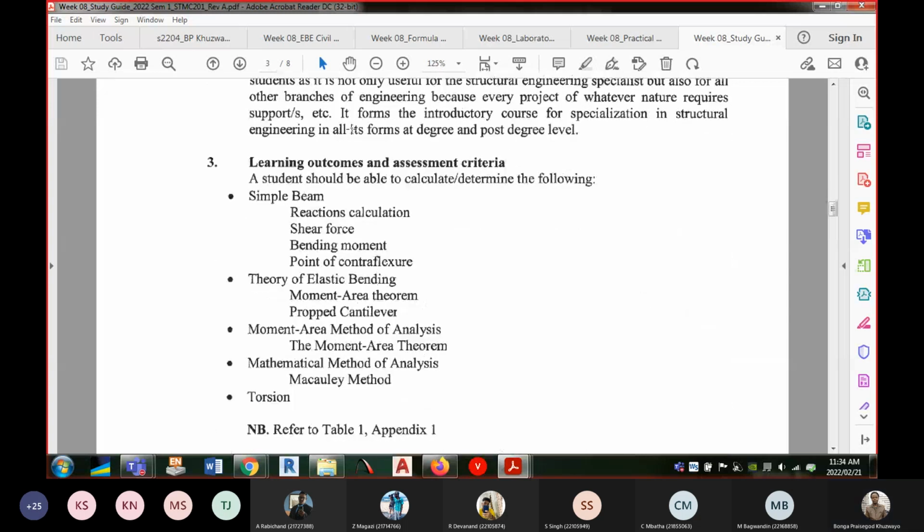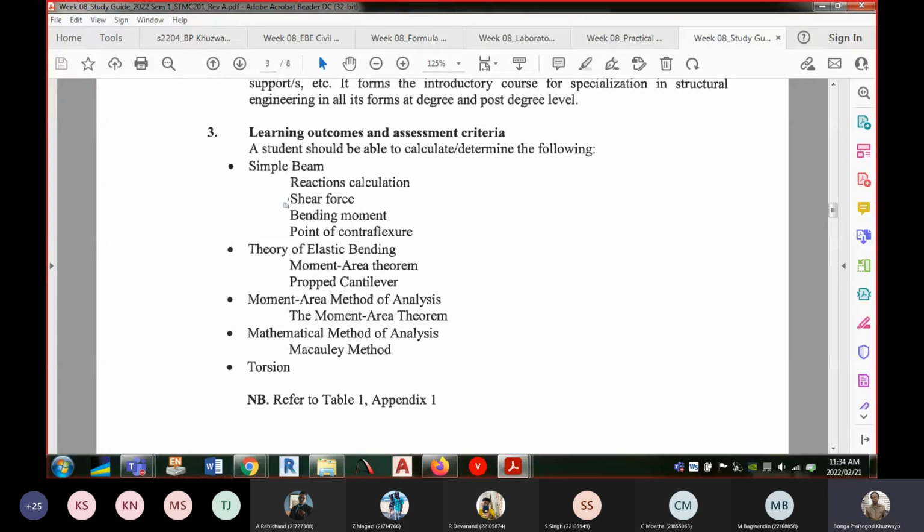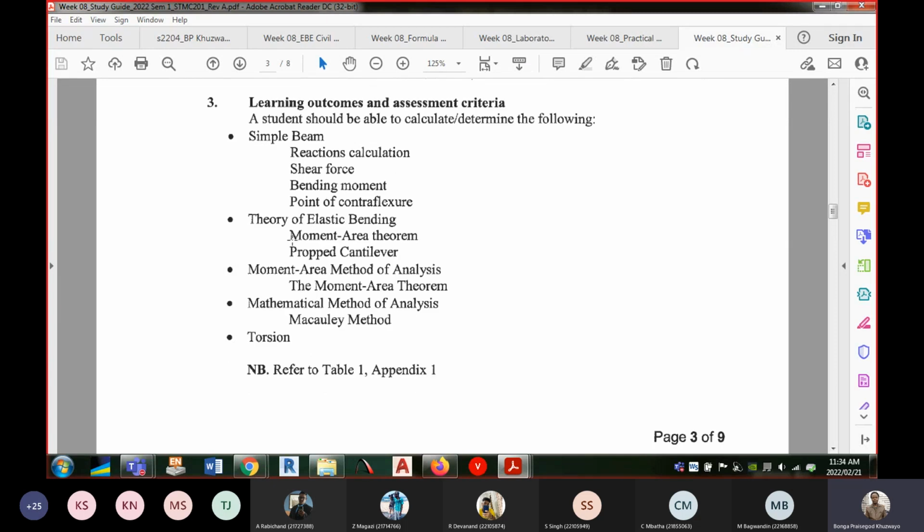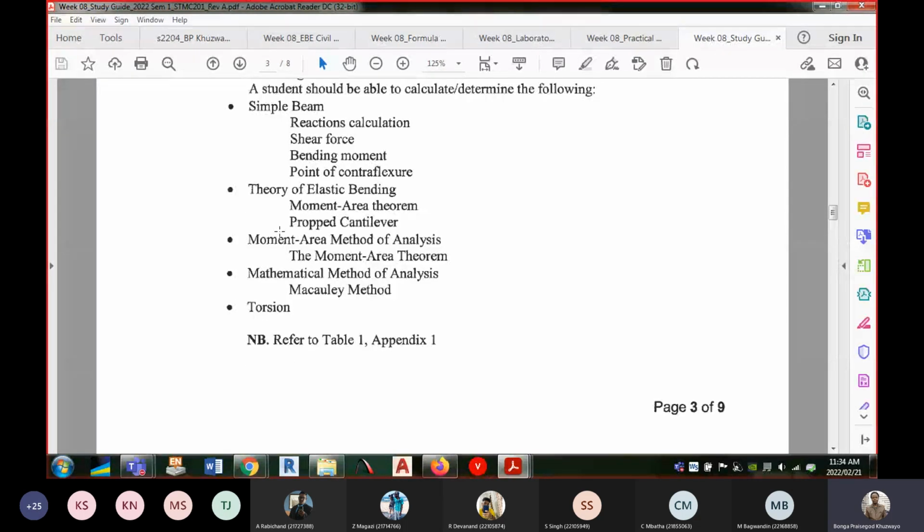Right, so in terms of learning outcomes, you need to be able to draw shear force diagrams, bending moment diagrams, calculate support reactions at the support, determine the point of contraflexion, be able to use the moment area method, be able to solve prop cantilevers, be able to calculate deflections for beams, and we will also touch very briefly on torsion.